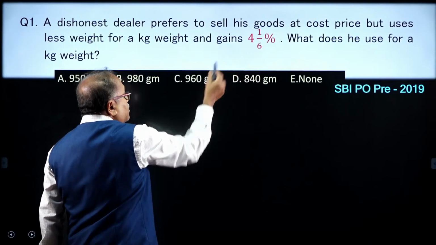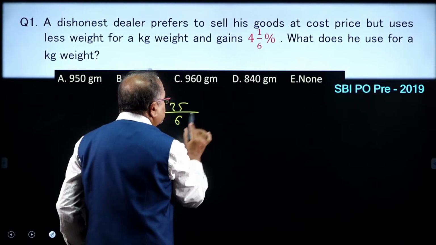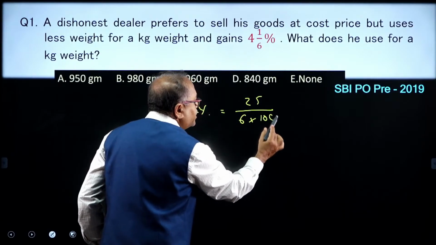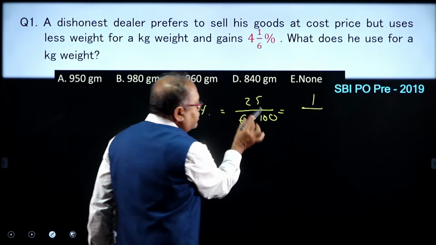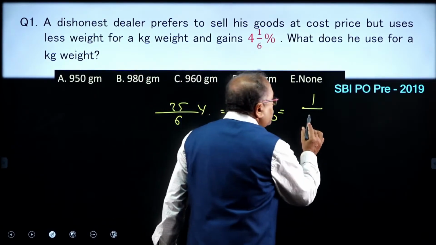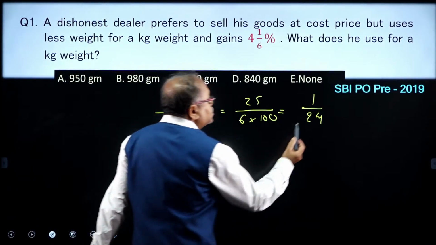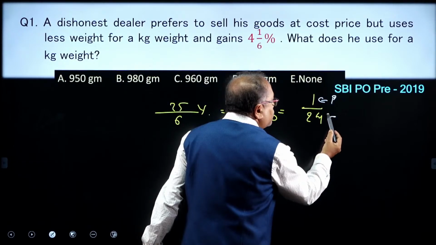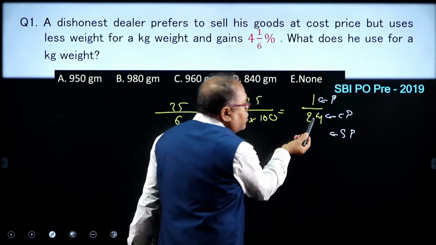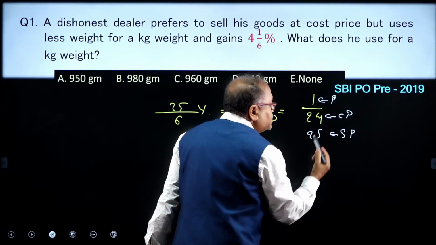What is the profit percentage over here? The profit percentage is 25 by 6%. Can I write this 25 by 6% as 25 by 6 into 100? Can I write this as 1 by, with this 4 times and 4 into 6, that is 24. So, this is a 1 by 24 profit. That means the 1 is the profit over here, and this is the cost price. What will be the selling price? The selling price will be the cost price plus profit, that is 24 plus 1, that is 25.